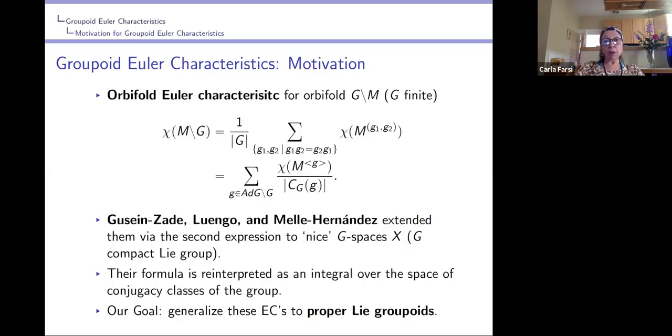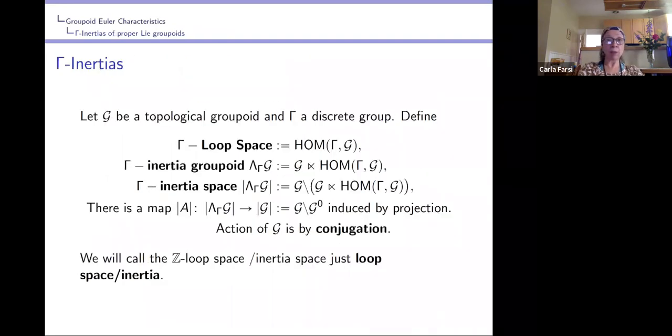And moreover, since we've been working a lot on this space called the inertia space, we've seen that in the orbifold case, some of the Euler characteristics defined for orbifolds were the Euler characteristics of the inertia space. We thought maybe we can also extend that result to proper Lie groupoids, that is, define this new Gomez-Zada, Luengo, Melle-Hernandez type of Euler characteristics, and then show that they are the Euler characteristics of those inertia spaces. So that's the motivation, and that's what we actually did in this paper.